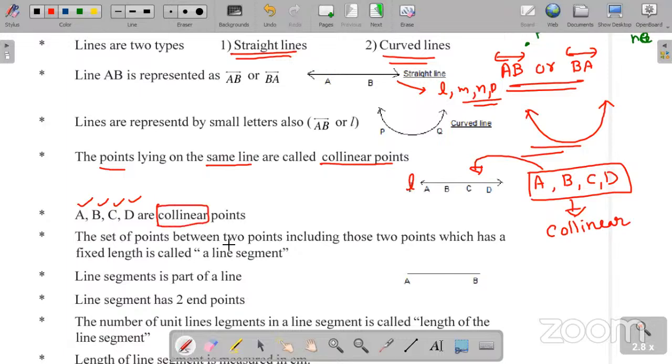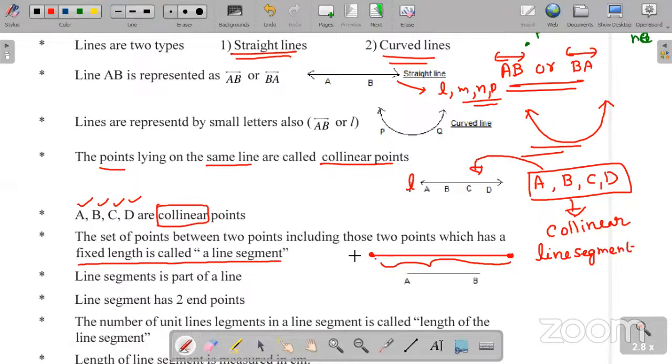The set of points between 2 points, including these 2 points, which has a fixed length is called a line segment. For example, this is one endpoint, this is another endpoint, and including these 2 endpoints and the part in between, this has a fixed length. You can measure it with the help of a scale also. So this is called a line segment. A line segment is a part of a line.